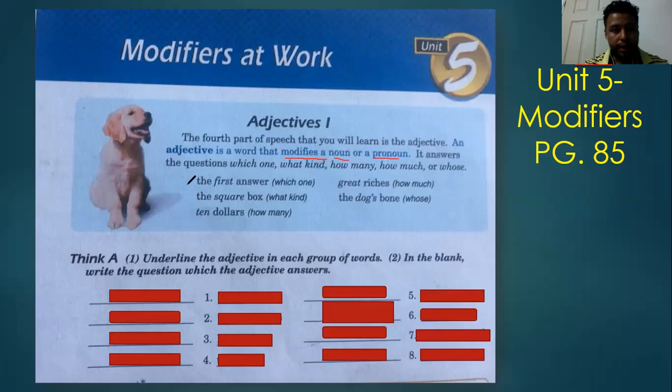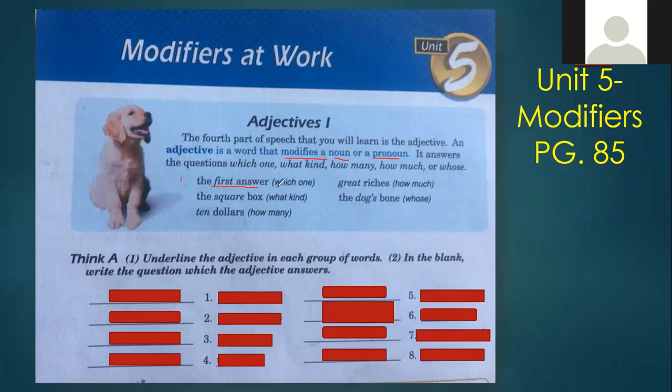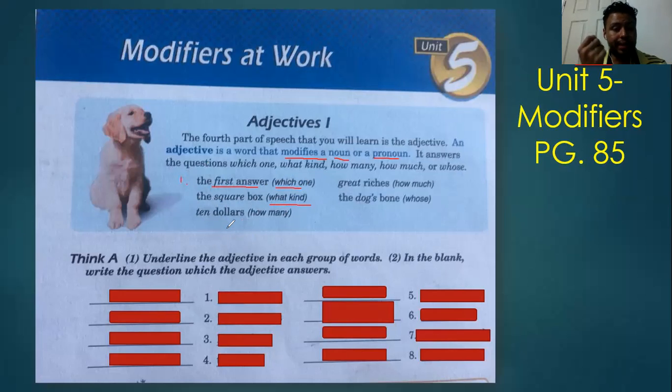For example, here we have number one, the first answer. So in this case, tenemos que preguntar an adjective question. Which one? Which answer? Number one, number two, or three? In this case, a specific first answer. Number two, the square box. You know, a square box is like this, right? So in this case, what kind of is the correct question? $10. In this case, is countable.